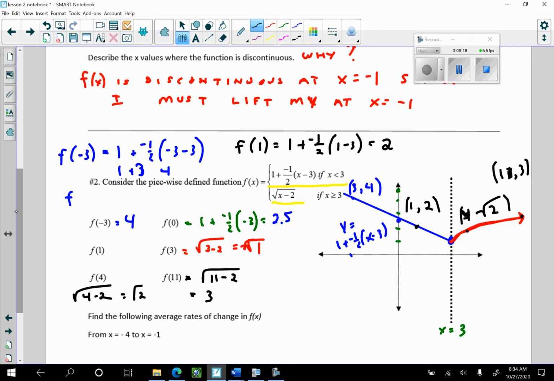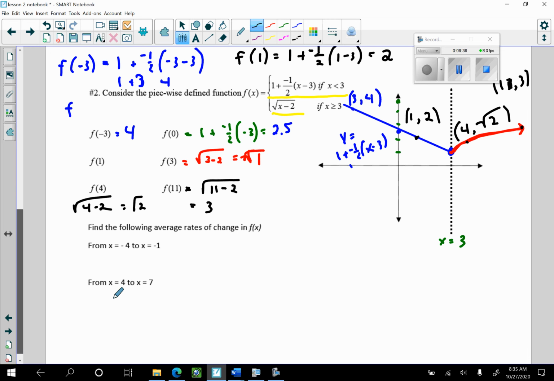You can estimate it if you want to, or you can just leave it as square root of 2. It doesn't matter. If it was a quiz, I would just leave it as square root of 2, because that's going to give you your exact answer. Make that a little bit clearer. It's not asking you to give a verbal description. It's only asking you to find the average rate of change.